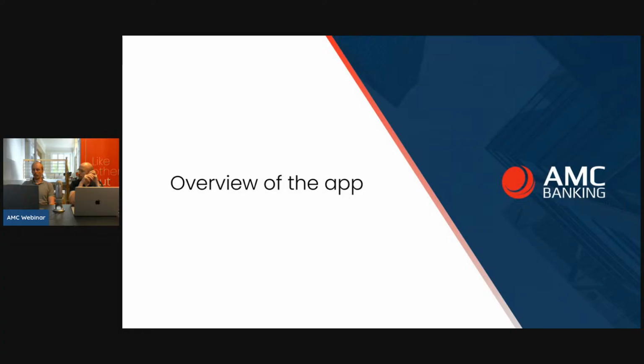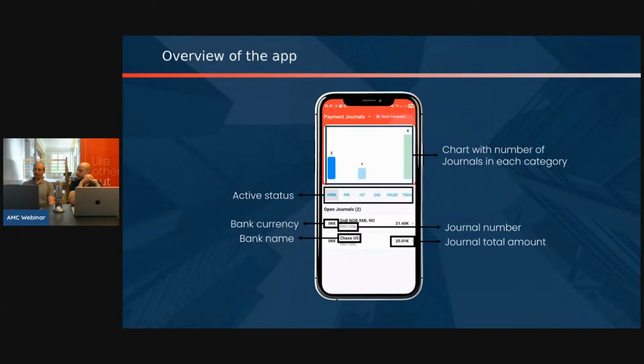So let's just go through a quick overview of the app. The app is fairly simple, which is also what we intended. There's no need for any technical documentation. Once you connect to ExtendLink, you will be shown this home screen with the chart with the number of journals in each category. You'll be able to filter all these categories with, for example, the open, pre, first, second, and all the failed payment journals, and also all the payment journals for today. In the open journals, you can see the bank currency, the journal number, the bank name, and the journal total amount.